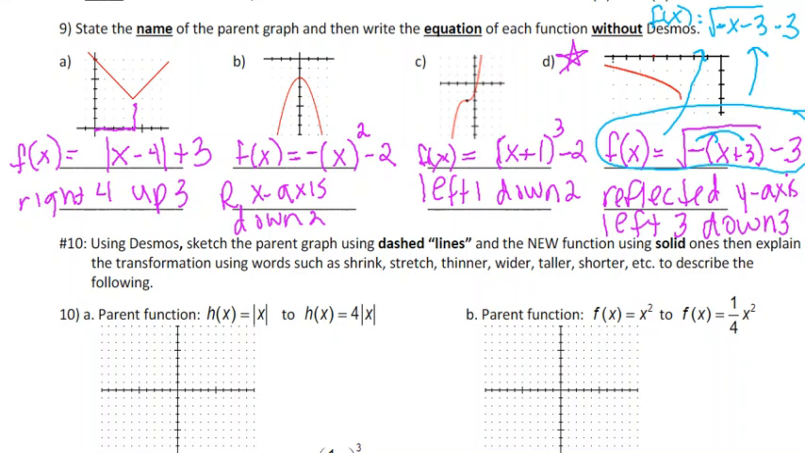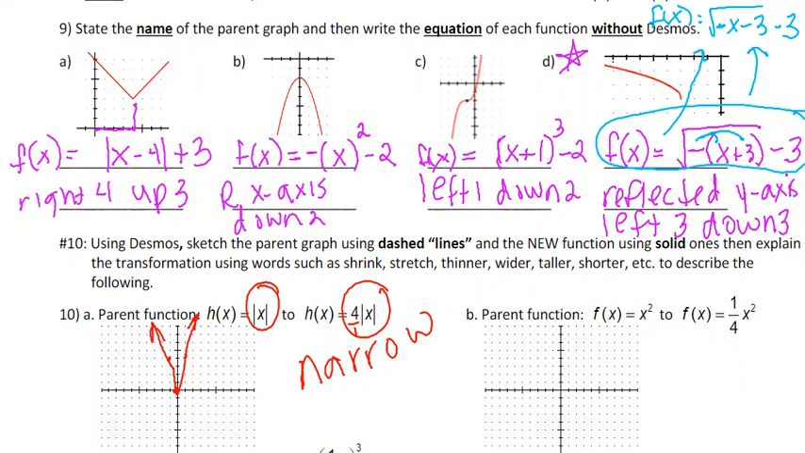Last thing, real quick, I'm not going to hammer this too much, but something to note. Sometimes you might have a number out in front, and remember that just makes it wider or narrower. If the number is greater than 1, like this is a 4, it makes it narrower. It's really easy to see with absolute value because those sides are lines. It would go up 4 over 1. It would make it super narrow.